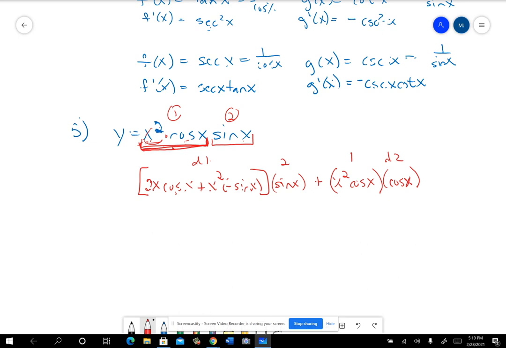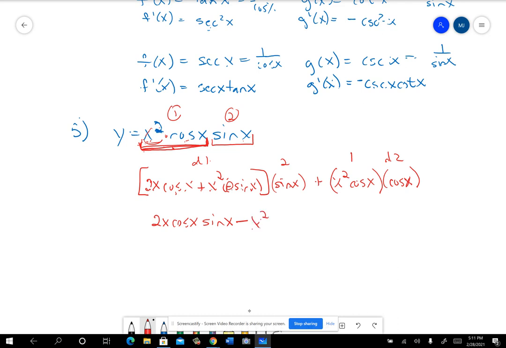All right, so let me see now if there's anything I can do to clean this up a little bit. I think I'll go ahead and just put the sine x inside there. So this would be 2x cosine x sine x. And there's a minus here, so that'll still be minus x squared. So I'm doing these three multiplied together.